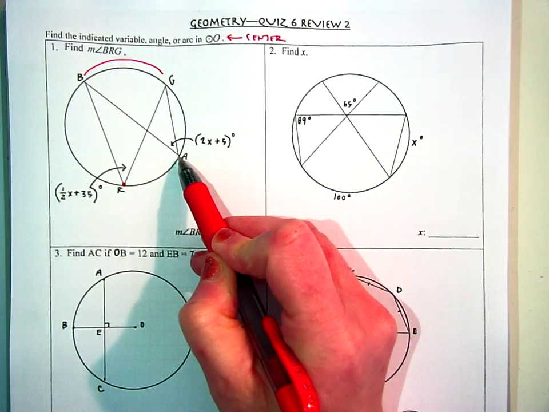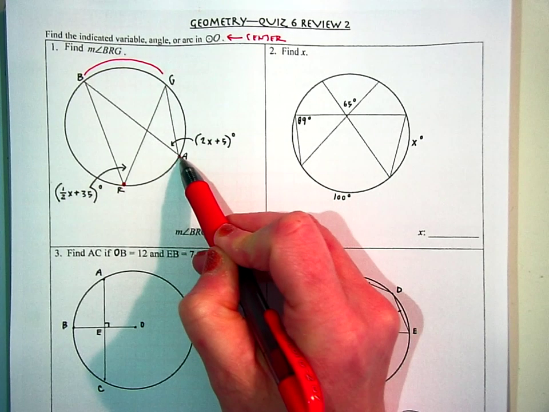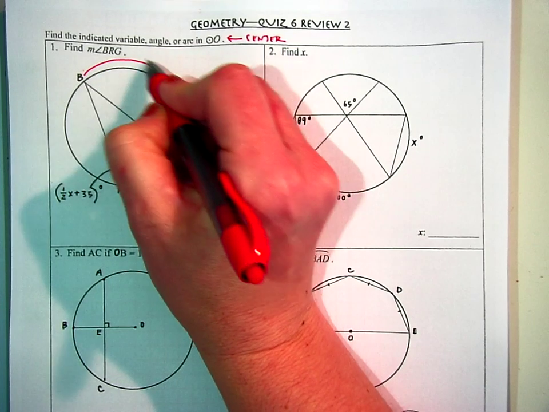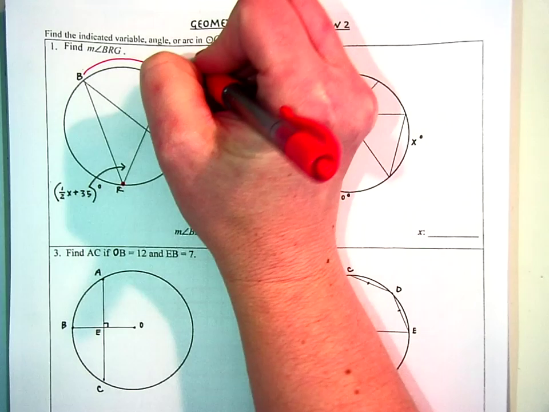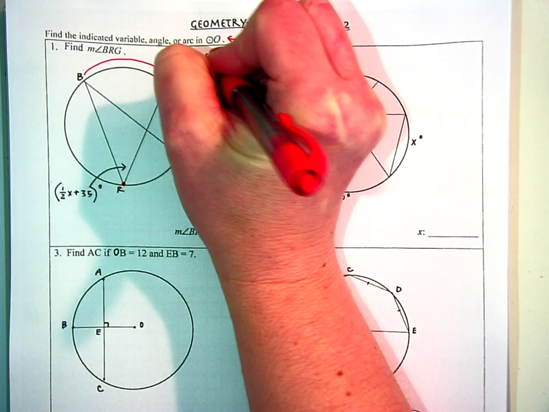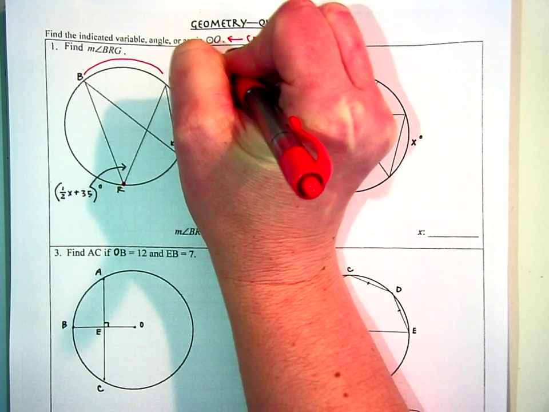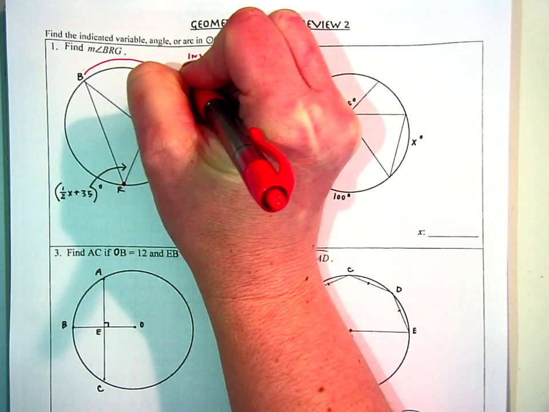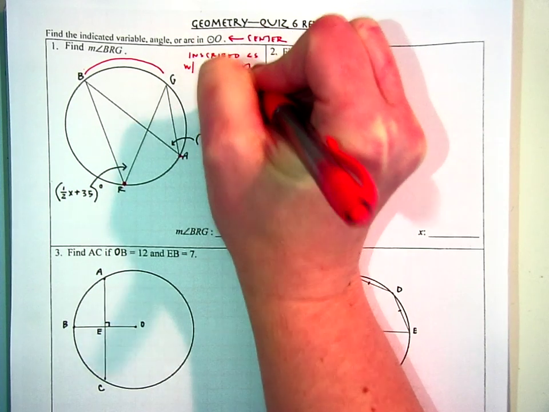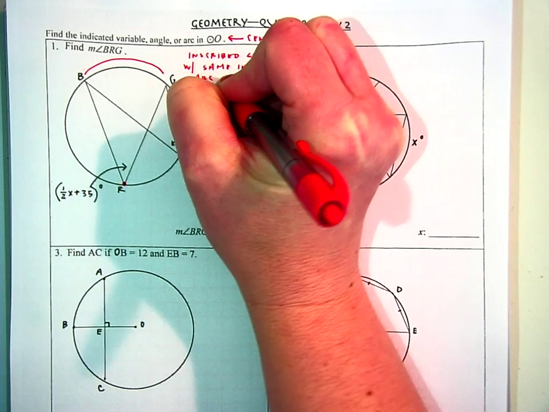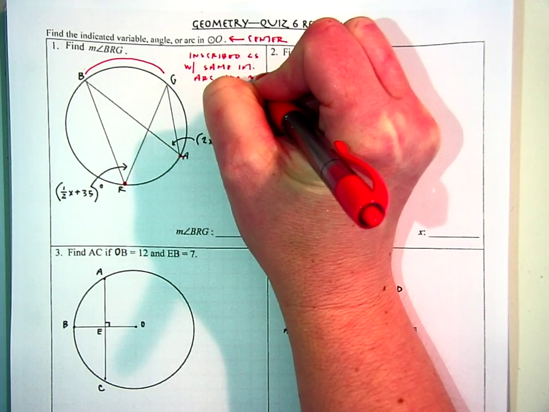For this angle here, it's also an inscribed angle. Its vertex is on the circle. It has the same intercepted arc. So we should remember that inscribed angles with the same intercepted arc have to be congruent. Let me write that up here. Inscribed angles with the same intercepted arc are always going to be congruent.